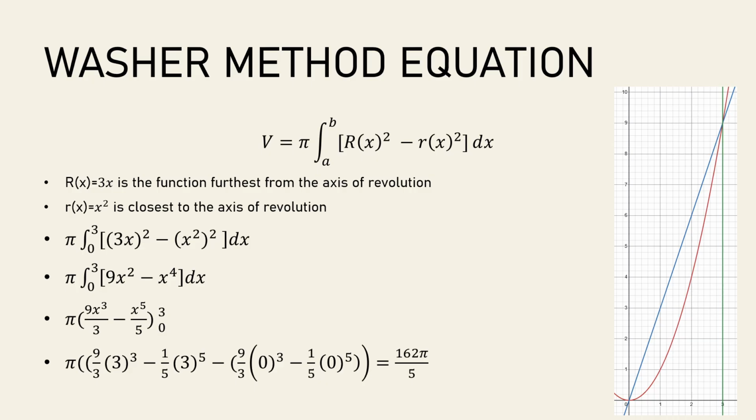The equation is V equals pi times the integral from a to b of [R(x)]^2 minus [r(x)]^2 dx. This is the way we find the volume.